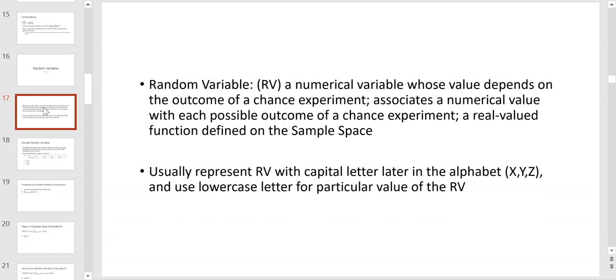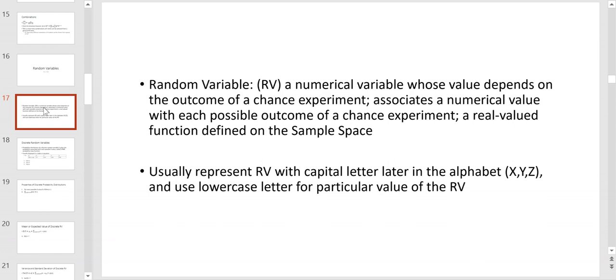A slightly more technical definition of a random variable is a real valued function defined on the sample space. You recall from previous probability lectures and tutorials that a sample space is a collection of all possible outcomes of a chance experiment. So if you define a function on that sample space, you have created what's called a random variable. And just to be clear, a real valued function.